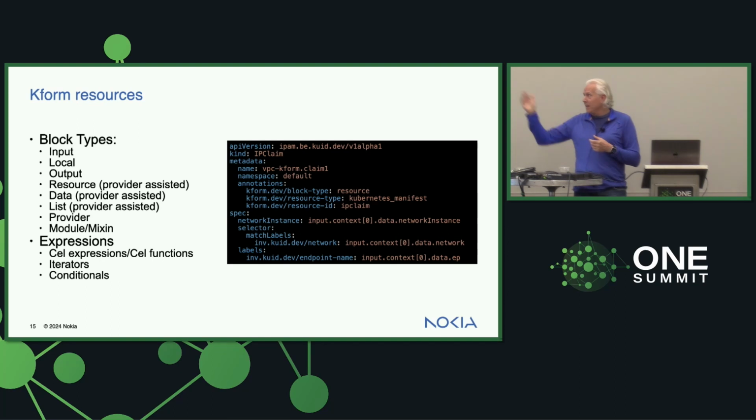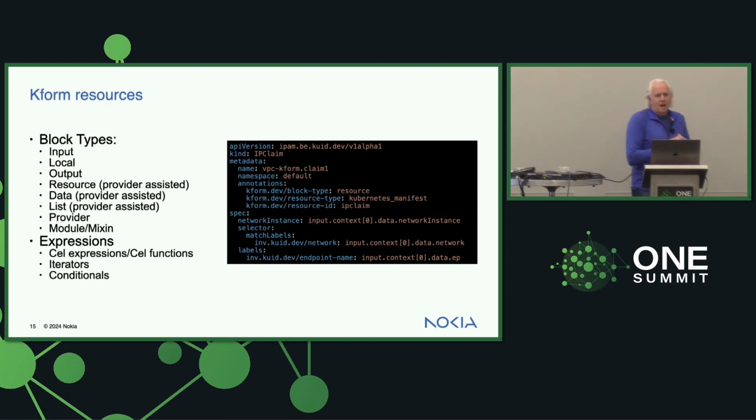So for example, the example that I have here is what Kform does to basically get an IP address, so an IP claim, right? An IP claim is basically, I want an IP address, and I want to have it in a specific network instance and with these selectors. So this is the KRM resource that Kform uses to go to the API server, fetch an IP address, and then that data is used later on through the CEL expressions that you see inside to modify the content of the package and get your business logic as a whole.